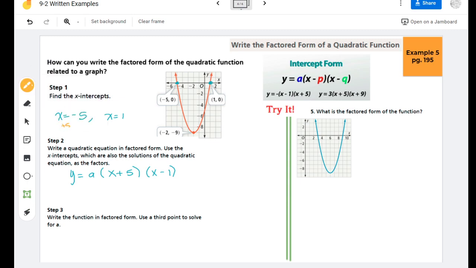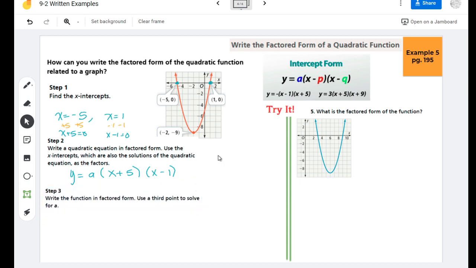So I could add 5 here, and that'll give me the factor x plus 5 equals 0. It makes it a little easier to see. Here I would subtract 1 to move it over, right? And so that would give me x minus 1 equals 0. So that's where these factors are coming from. But many students just think to flip the sign. So whichever way you feel most comfortable with, you do you, boo.